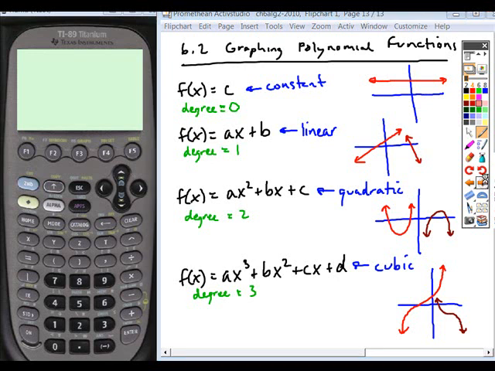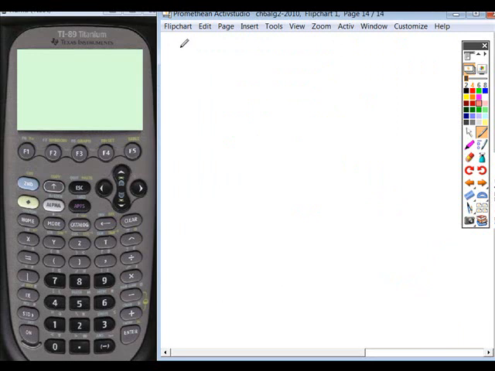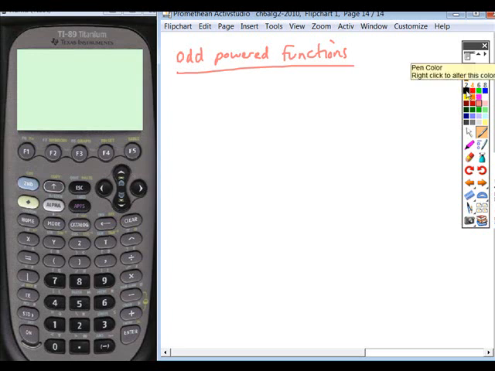Anytime you're dealing with a function that has an odd power, anytime you're dealing with odd-powered functions, the graphs are going to have end behaviors that are opposite each other.